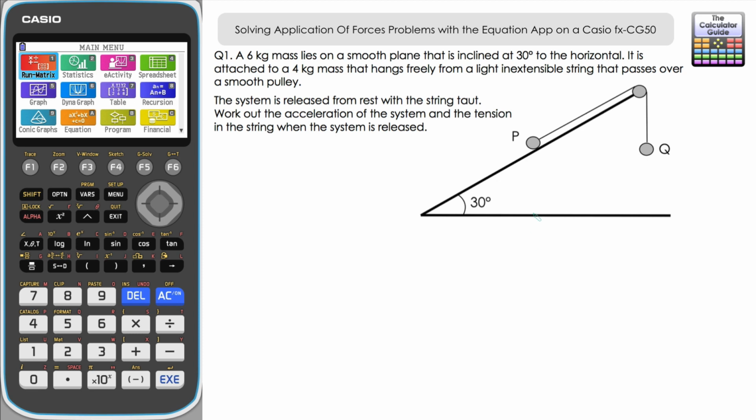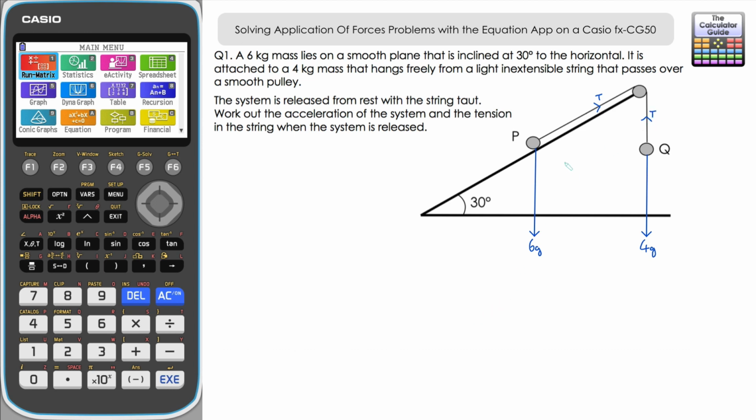So we're going to start off with the weight of these particles. We have the 6 kilogram mass, that's going to weigh 6g, and we'll take g as being 9.8 meters per second squared in this question. And Q is going to be 4g, the force on there. We're going to put the tension in the string. Now we have a light inextensible string passing over a smooth pulley, so that tension is going to be the same throughout. So we're just going to label both of these T.